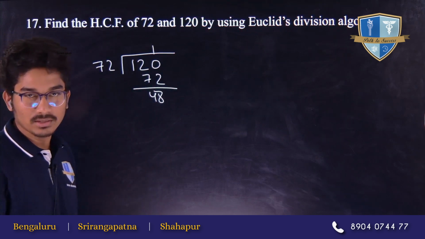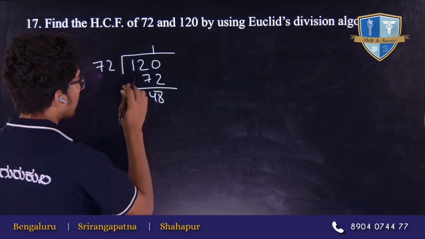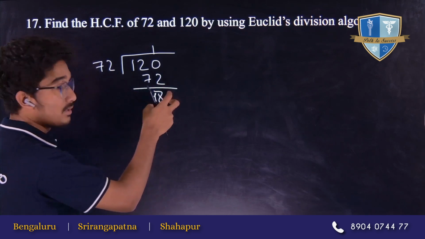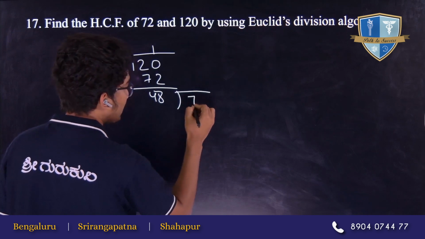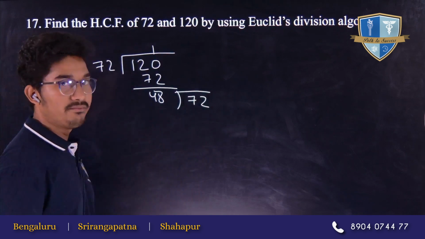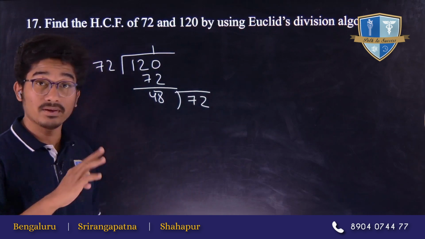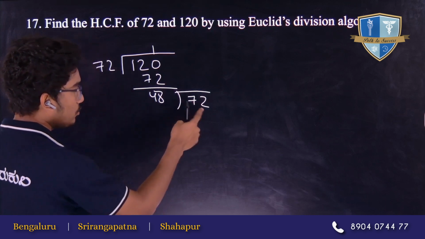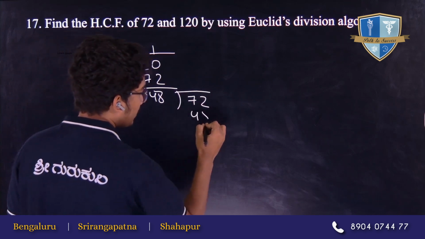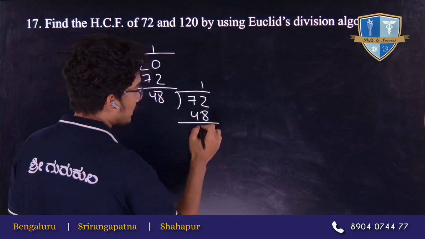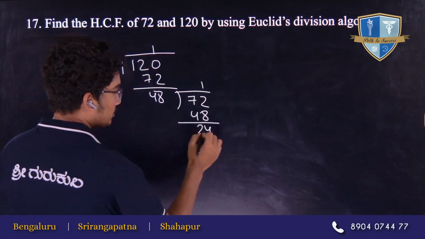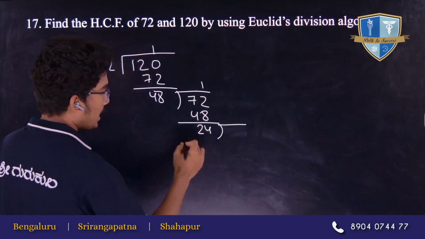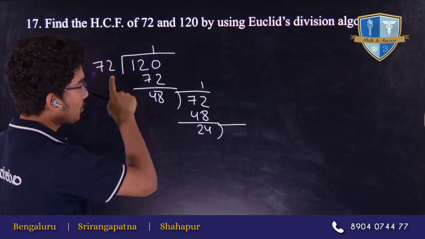So we are following the Euclid's division algorithm. Now what we'll do, we'll replace the divisor with the remainder and the dividend with the divisor. So this divisor will become our next dividend, and this remainder will become our divisor. Now we'll divide 72 by 48. So 48 ones are 48, so we will get 24, correct?